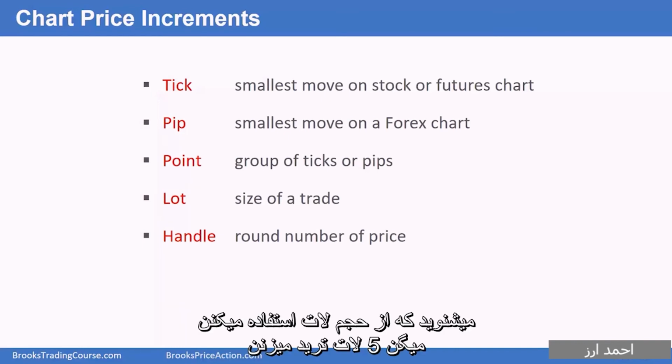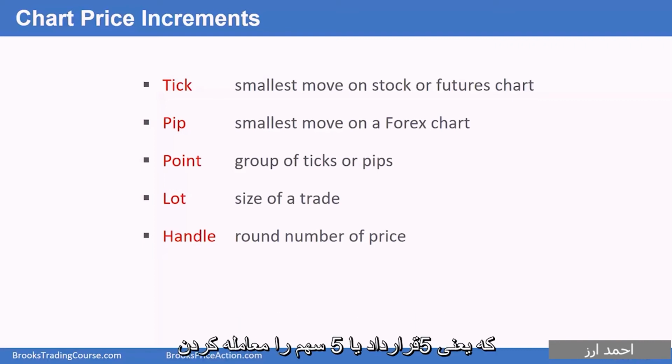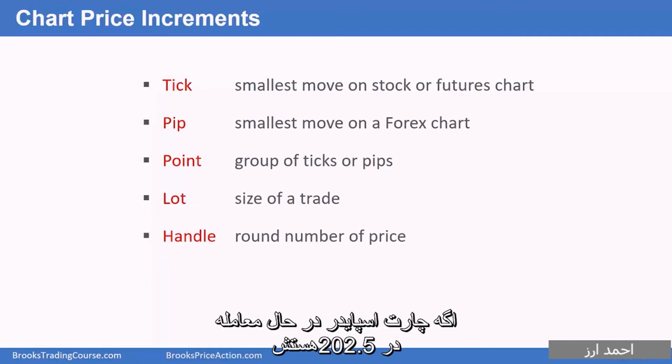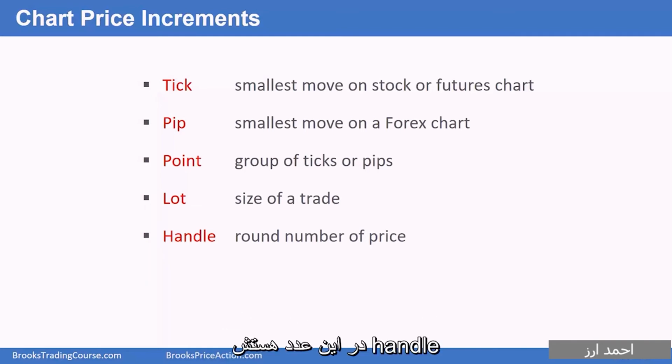You'll sometimes hear traders talk about the lot size. I traded 5 lots, which means you traded 5 contracts or 5 shares or 5 units or 5 something. And a handle is a big round number. So if the Spider is trading at 202.50, you would say it has a 202 handle on it.